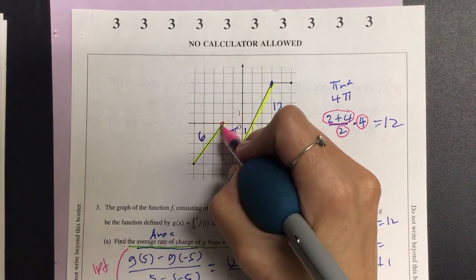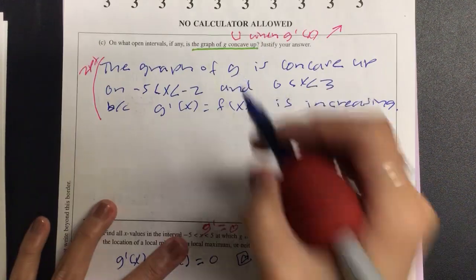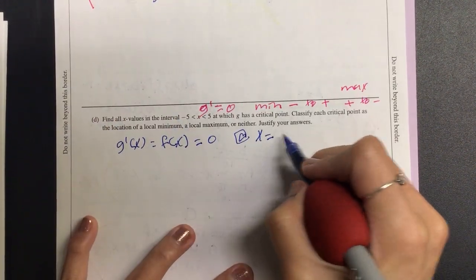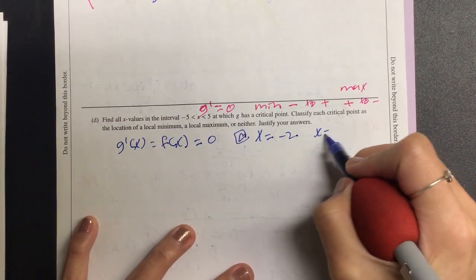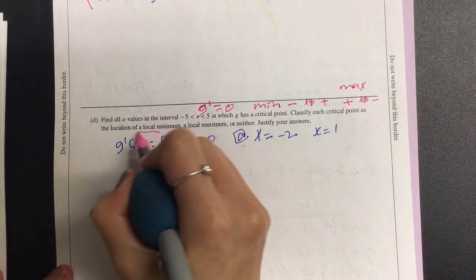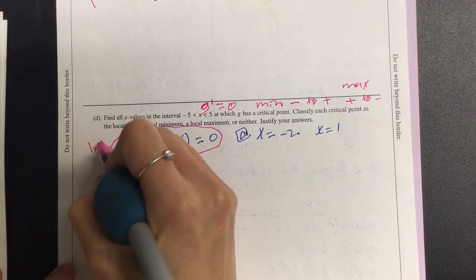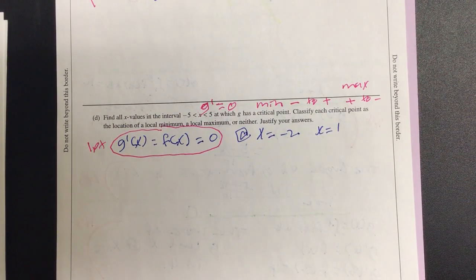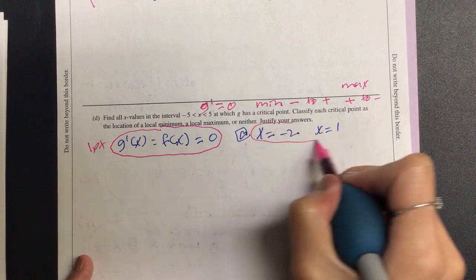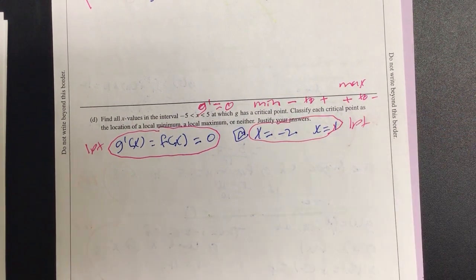We have 0 here and 0 here. So the first 0 is at negative what? Second one is at positive 1. So I'm going to write on here at x equals negative 2 and then x equals 1. And I'm just going to go ahead and give you the point system. Knowing that g prime of x, which is representing f of x, is equal to 0 is 1 point. And then also knowing that these 2 points are at 0 is another point. But you can't have just one, it has to be both.